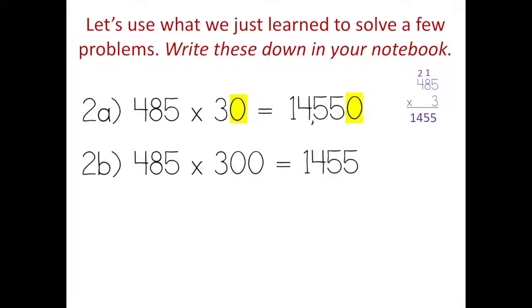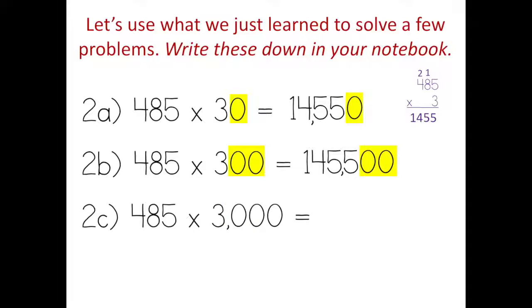Again, we know 485 times 3 is 1,455. But this time I want to multiply times 300. So I'm going to add 2 zeros into my answer before adding the comma and being able to read the problem correctly. 145,500. Now try 485 times 3,000.